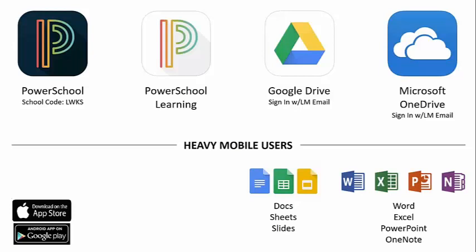In the Microsoft OneDrive, you can save Microsoft Word, Excel, PowerPoint, and OneNote files for you to easily access on your phone and other digital devices. And if you're a heavy user of your cell phone for more than just communicating, you may also want to think about downloading any of the Google apps or Microsoft apps that are shown. This will enable you to create and edit content on the fly.